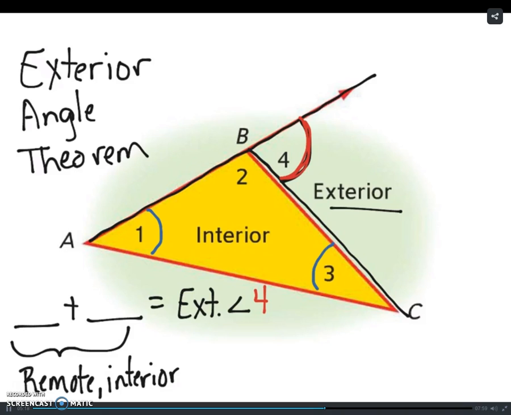It's just interior. So we would add up the measurement of angle 1 and the measurement of angle 3, and those two angles added together would give us the measurement of angle 4. Okay, and that would help us find that out. And that is called the exterior angle theorem. Okay.